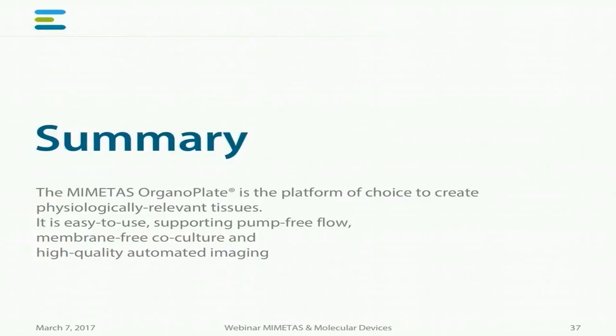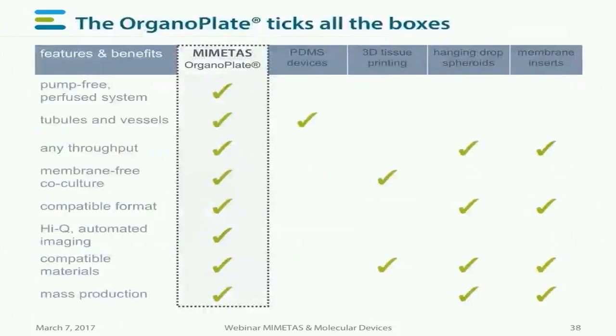So we're almost at the end, and summarizing, the Mimetas organoplate is, we think, the platform of choice to create physiologically relevant tissues. It's easy to use, it supports pump-free flow, membrane-free co-culture, and high-quality automated imaging. So here's a quick comparison between some of the technologies that are available to create tissue models.